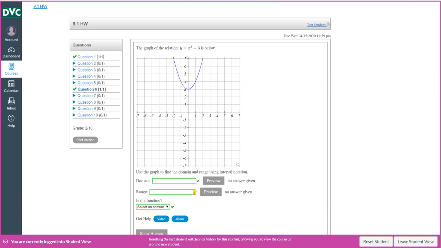In this video, we are going to do problem number 6 from homework 9.1. But before we do it, we need to be able to see how a graph is a function or not, just by looking at the picture, is it a function or is it not? And then we have to also review interval notation.